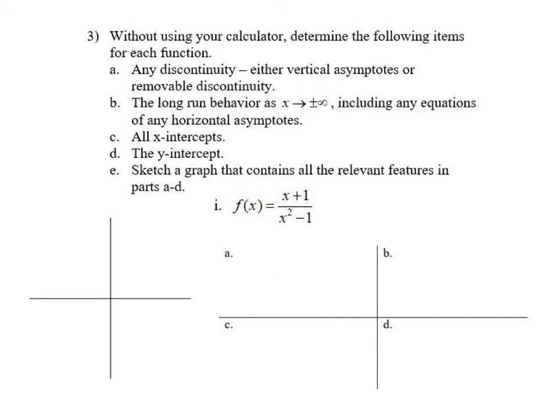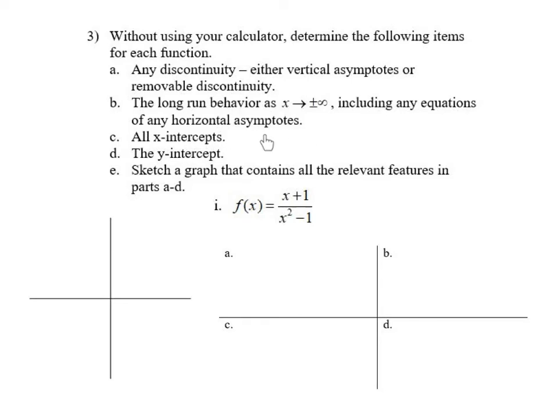So now we're going to go through a number of examples where we're going to be graphing rational functions. In order to do that, we need to find information. First of all, in part A, we're going to find out about any discontinuities, which really means anywhere where we have vertical asymptotes or removable discontinuity. Then part B, we need to figure out what's the long-run behavior of the function and see if we have any horizontal asymptotes.